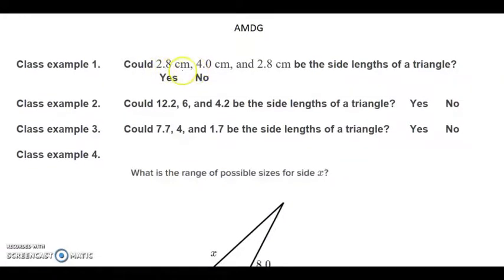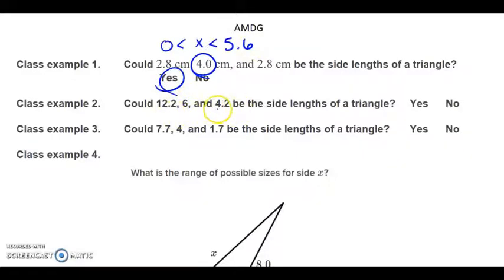So could 2.8 and 2.8 be sides of a triangle? It doesn't matter which one of these you pick, okay? So I'm just going to pick that. The difference between 2.8 and 2.8 is 0. So my third side has to be bigger than 0, but smaller than 5.6. Is 4 between 0 and 5.6? Yes.